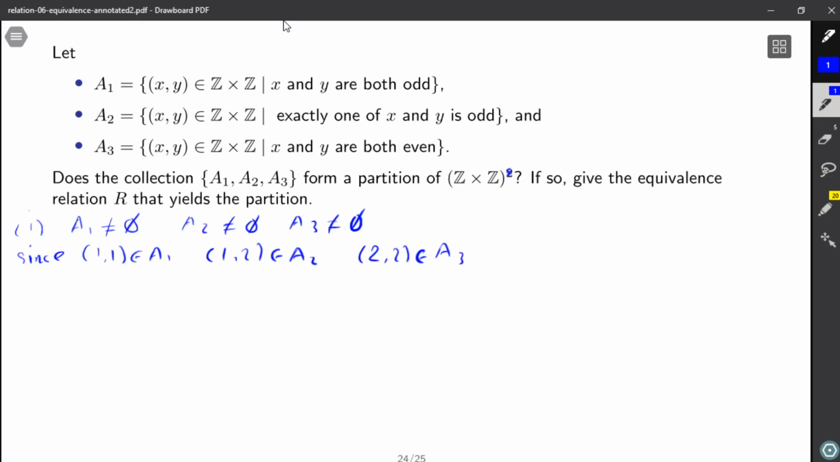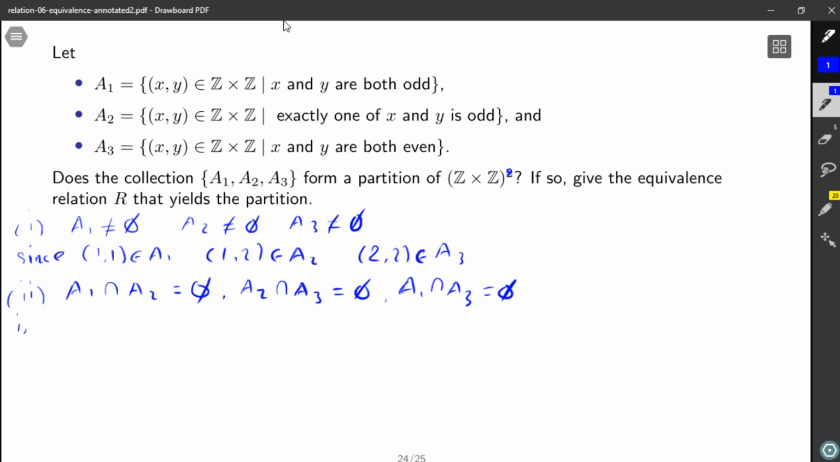Now the intersection of A1 and A2 must obviously be empty. You look at the condition, you cannot satisfy both conditions of A1 and A2 at the same time. Similarly, you cannot satisfy both conditions of A2 and A3 at the same time, and you cannot satisfy both conditions of A1 and A3 at the same time. So they are all pairwise disjoint.